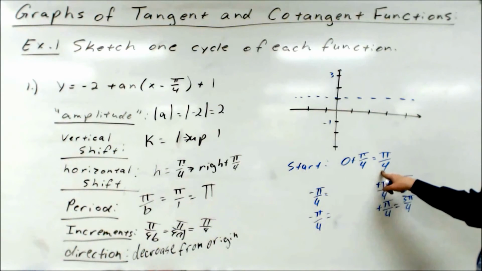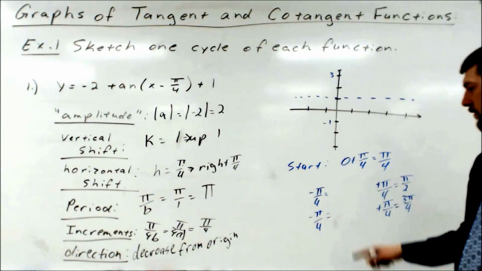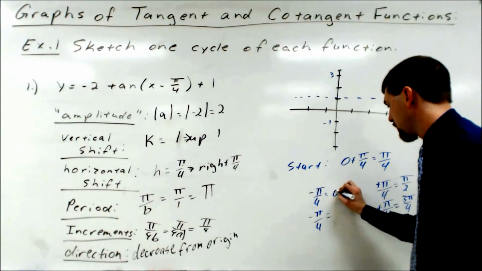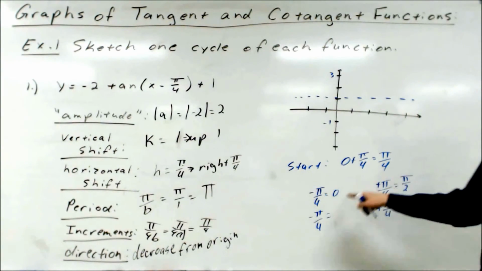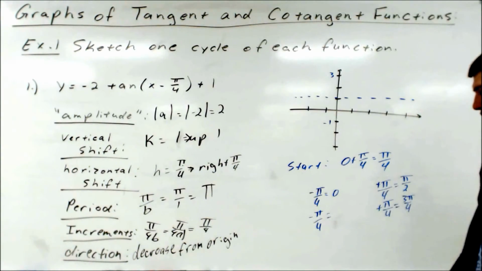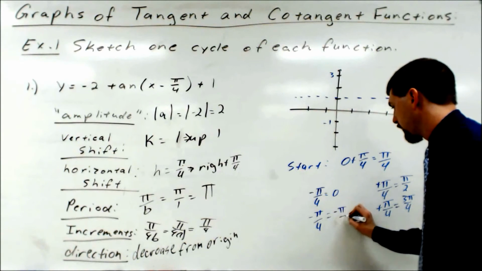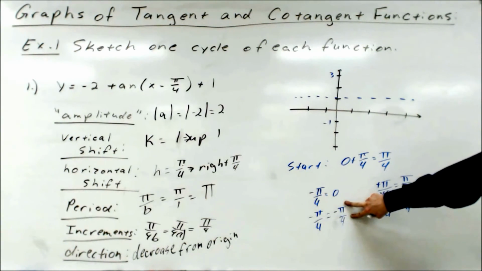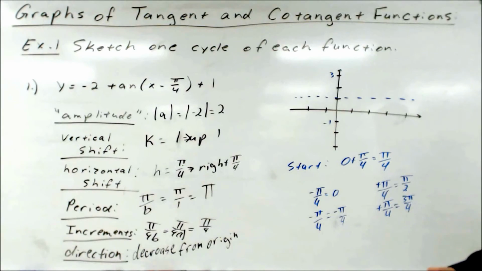Now we're going to go left. Pi over 4, my center, left pi over 4. So minus pi over 4 gives me 0. Then 0 minus another pi over 4 gives me negative pi over 4. So I've got my 2 points on the left, my 2 points on the right, and my center.